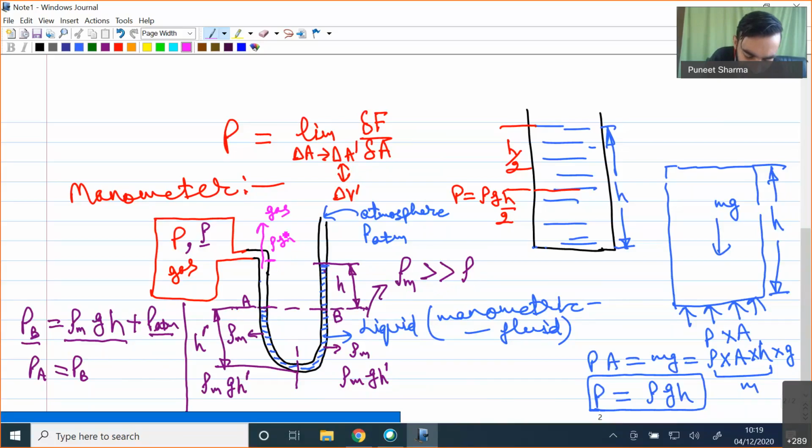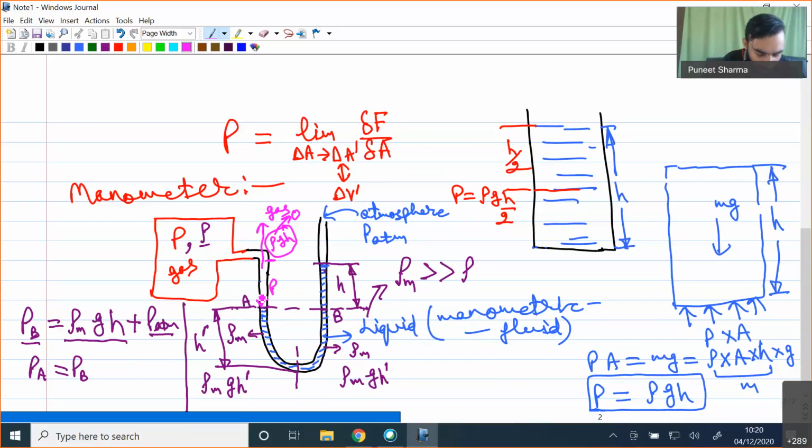So that's why the value of rho GH on the left-hand branch will be almost equal to 0. We are considering this value as very, very small, approaching 0. Because of that, we can consider that whatever pressure we have inside this gaseous container, the container which is filled with the gas, the same pressure is actually acting over this point A. So at this point, only the container pressure is acting.